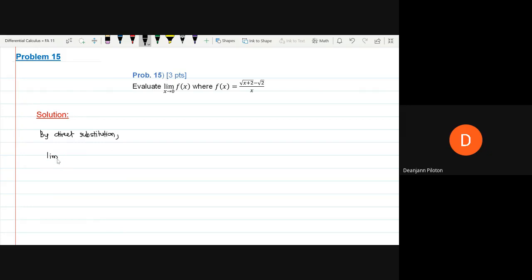Okay, so limit of square root of x plus 2 minus square root of 2 over x as x approaches 0. Okay, so by direct substitution, we have square root of 0 plus 2 minus square root of 2 over 0. So that is square root of 2 minus square root of 2 over 0, or 0 over 0. So this is indeterminate type 1, diba?